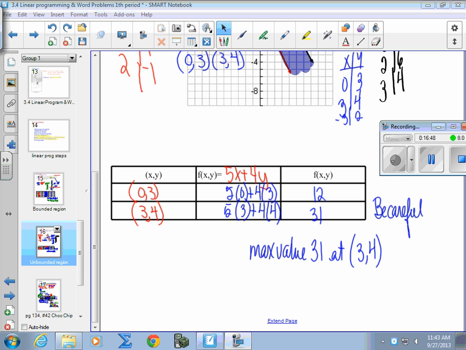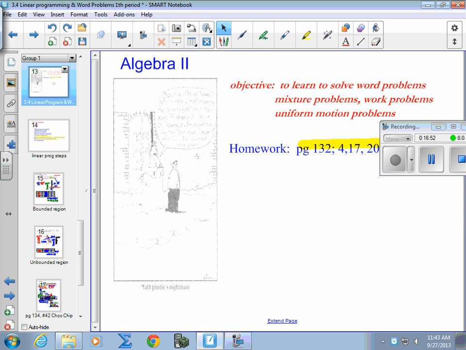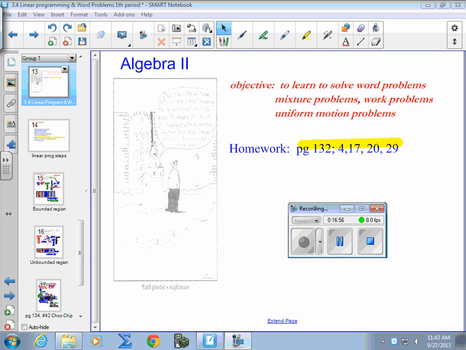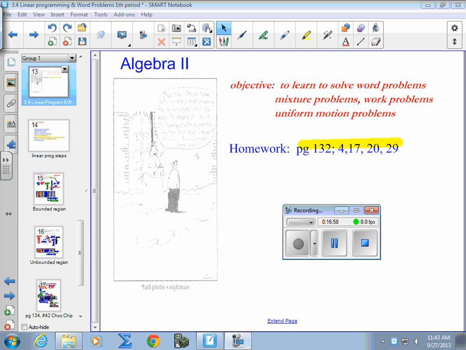Alright, so tonight's homework are some problems similar to these. Some of them just ask to find the vertices, 14 and 17, and some of them you're asked to find the vertices and the maximum and minimum value.